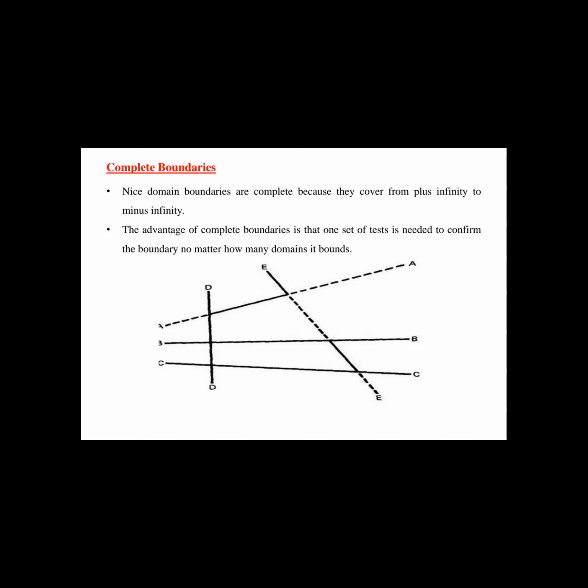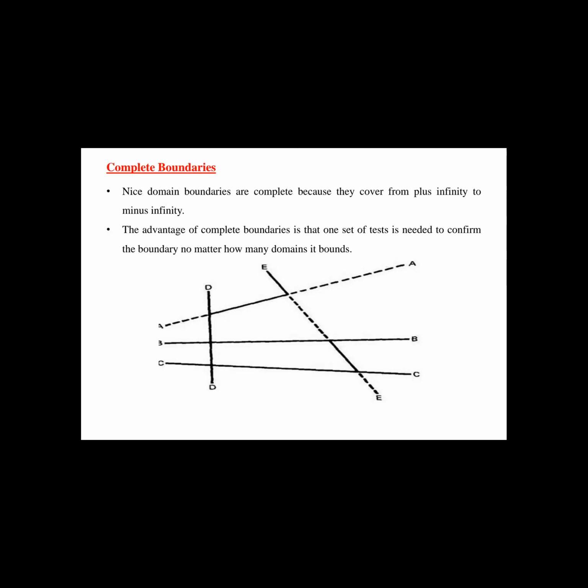So a complete boundary is a boundary without gaps, and a domain with a complete boundary is called a nice domain. If the boundary taken for a domain is complete, then it is called a complete boundary. Nice domain boundaries are complete because they cover from plus infinity to minus infinity. Here the complete boundary range starts from plus infinity to minus infinity. The advantage of a complete boundary is that one set of tests is needed to confirm the boundary, no matter how many domains it bounds.